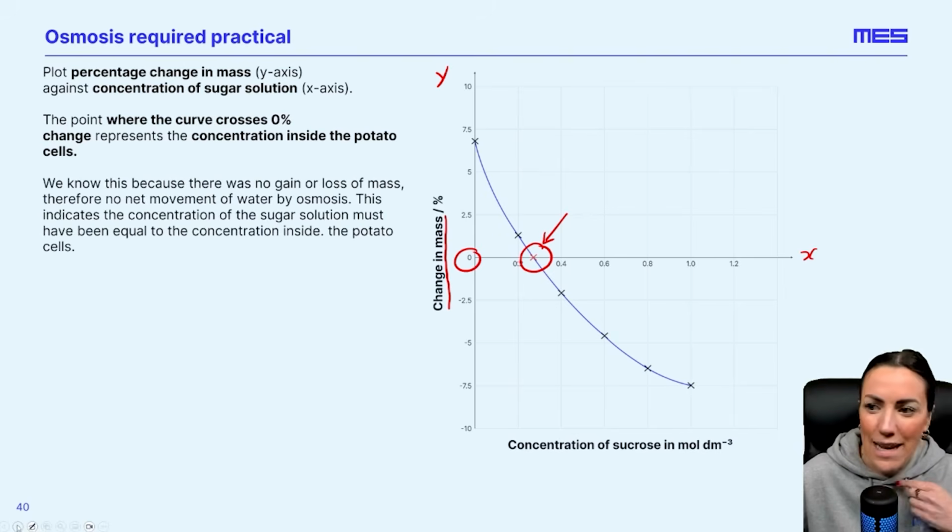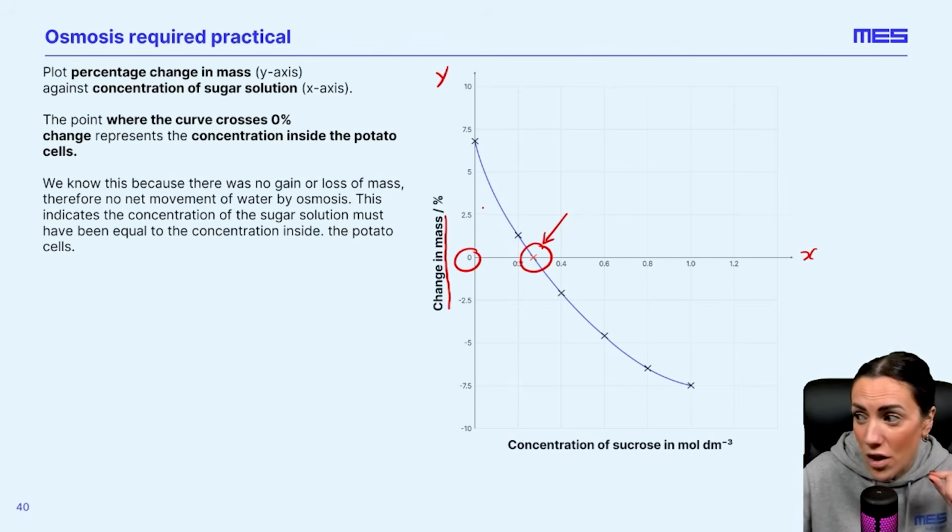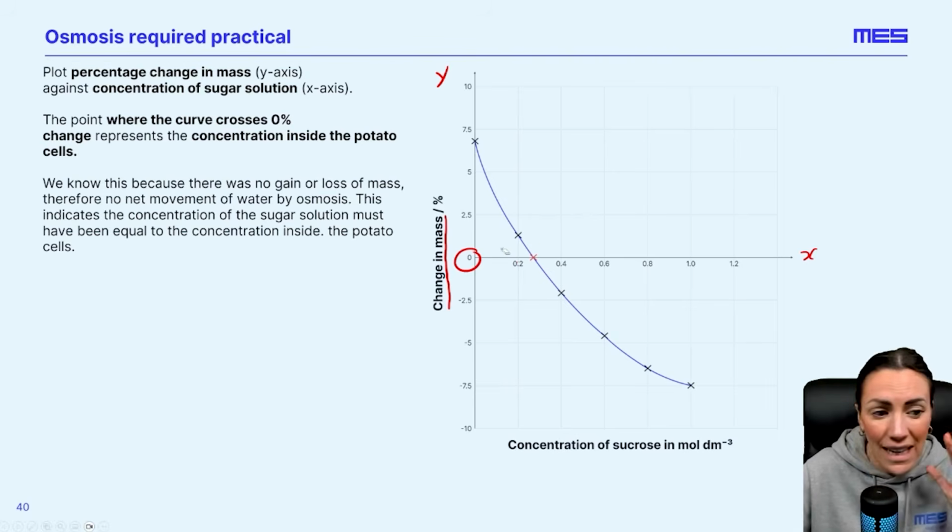Let me see if I can explain that clearly. It says we know this because there was obviously no net gain or loss of mass. Therefore, at this concentration of solution, there is no net movement of water by osmosis. So this indicates the concentration of that sugar solution must have been equal to the concentration inside the potato cells. That's what we call an isotonic solution. Now, in this graph, the line of best fit has been drawn nicely. It's a smooth curve.